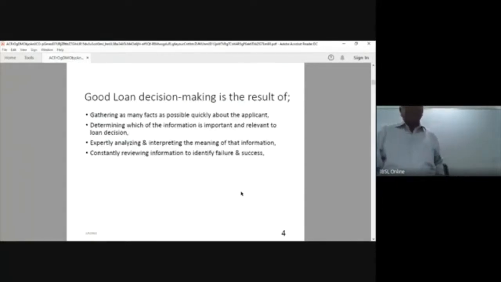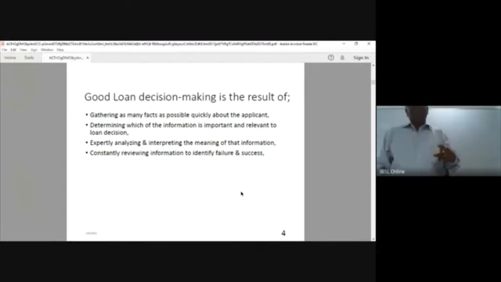Good loan decision is the result of good loan decision making. Good loan decision making is the result of gathering as many facts as possible quickly about the applicant. Determining which of the information is important and relevant to the loan decision. Then expertly analyzing and interpreting the meaning of that information. Constantly reviewing information to identify failure and success.